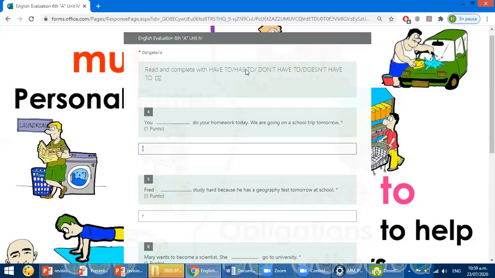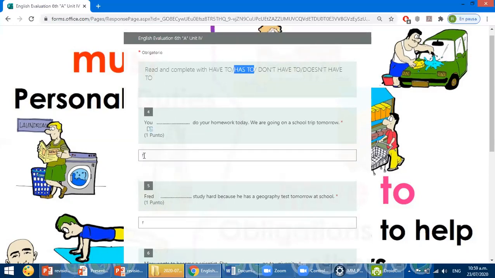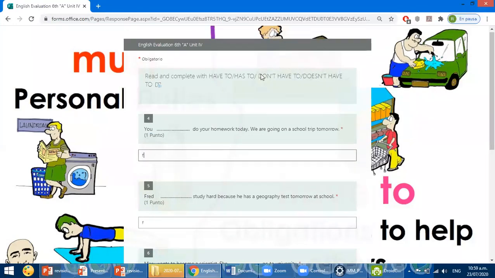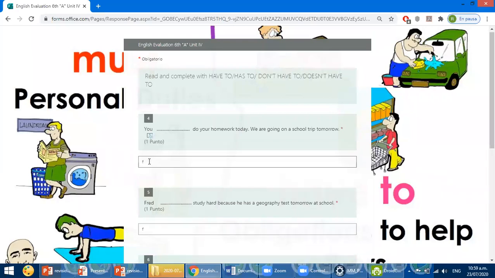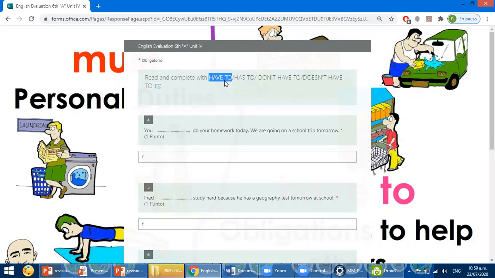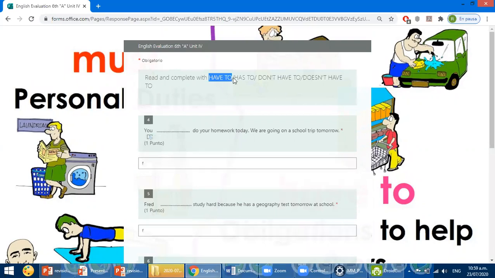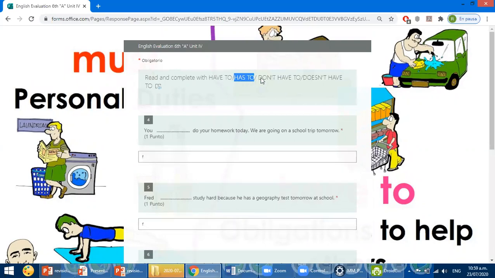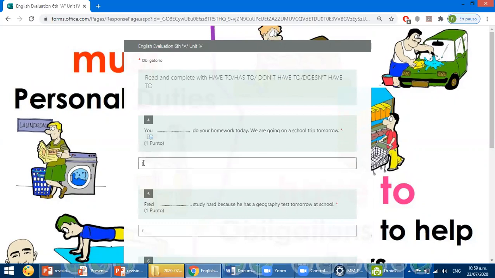Or the other possibility, only this here. Or the other possibility, only this. It's not necessary to write all. No, no, no. Only complete this expression, this part, or this, or this, or the next. Okay? It's not necessary to copy all the sentence. It's not necessary, no. Okay?